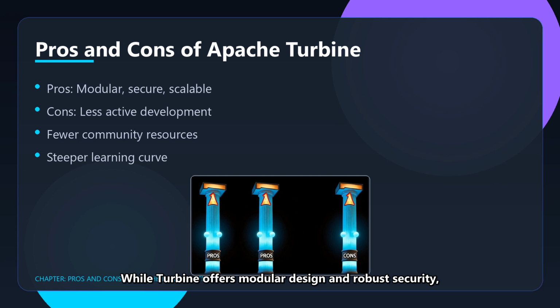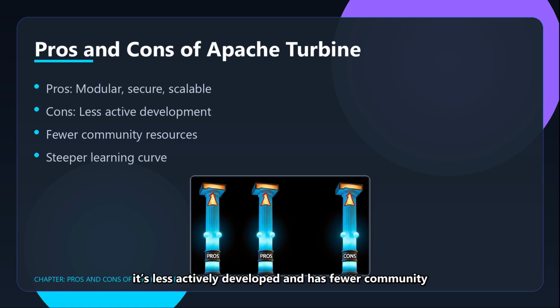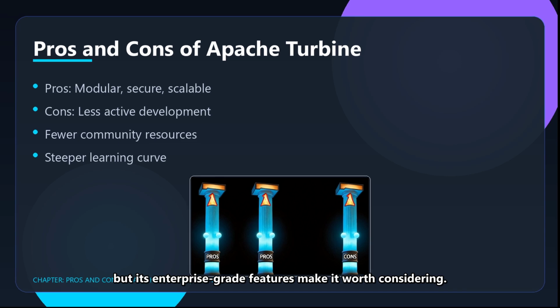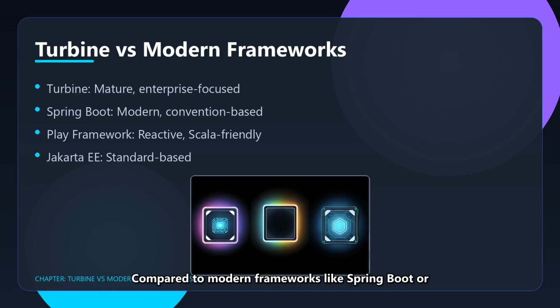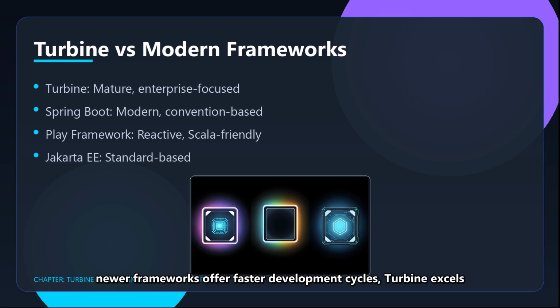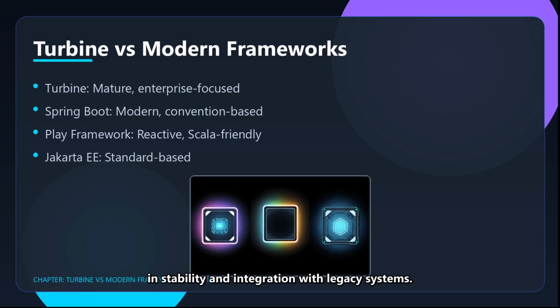While Turbine offers modular design and robust security, it's less actively developed and has fewer community resources. It may require more effort to learn, but its enterprise-grade features make it worth considering. Compared to modern frameworks like Spring Boot or Play, Turbine is more mature and enterprise-focused. While newer frameworks offer faster development cycles, Turbine excels in stability and integration with legacy systems.